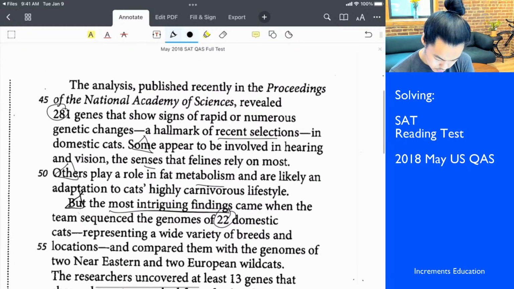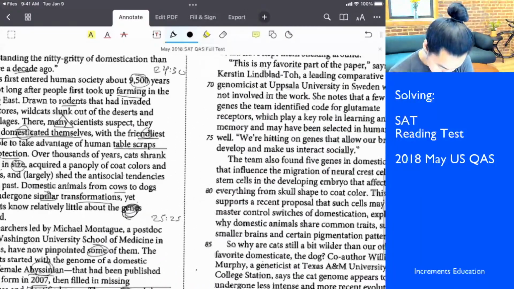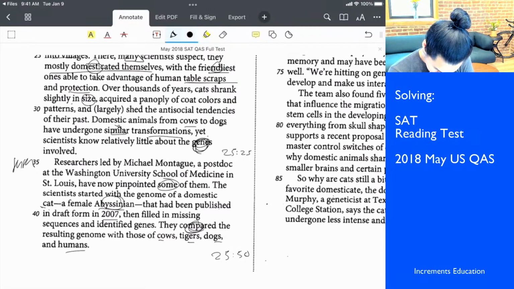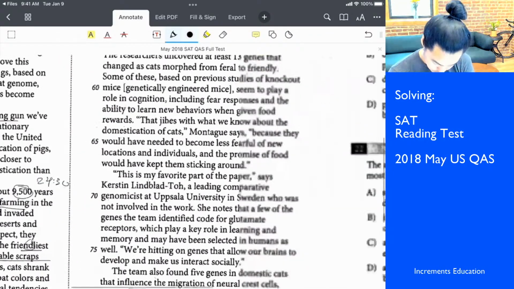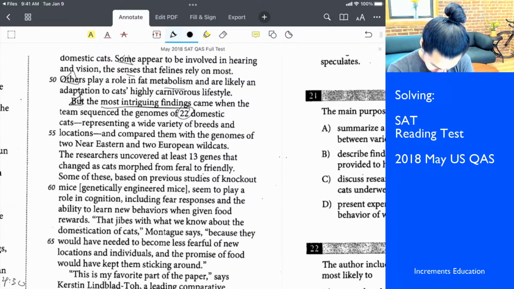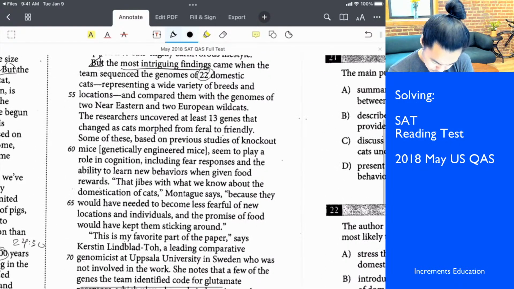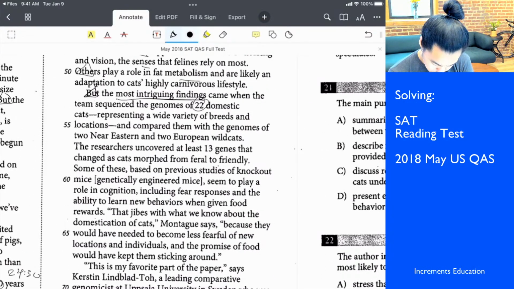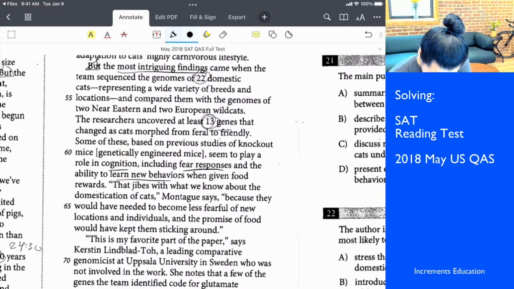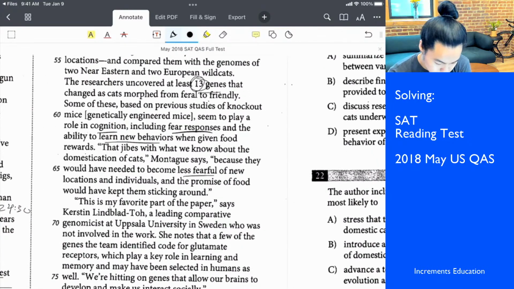Oh, hang on. This is a different one. So this one is only about Abyssinian. But we don't have a year. That's very strange. Okay, covered at least 13 genes. Cognition, fear response, learning new behaviors. They would have to become less fearful. Right. You have to have less fear for domestic cats. Interesting.